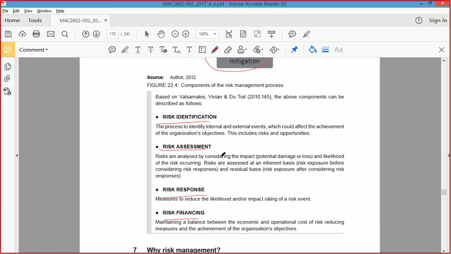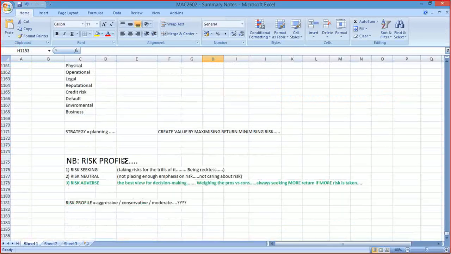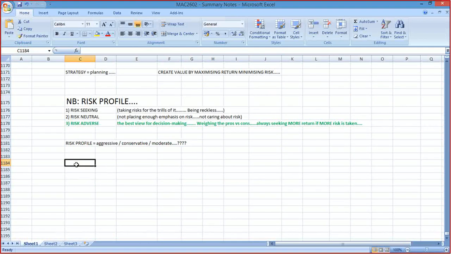Risk identification, assessment, response, and financing. Identification: do you need to know what the risks are? Risk identification is trying to identify what the risks are before deciding whether they're risks that you need to consider or not consider. So number 1 in the process is to identify.